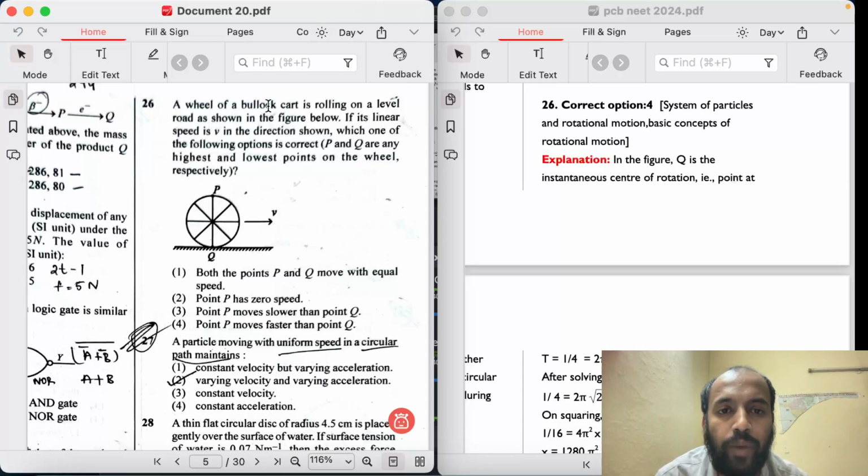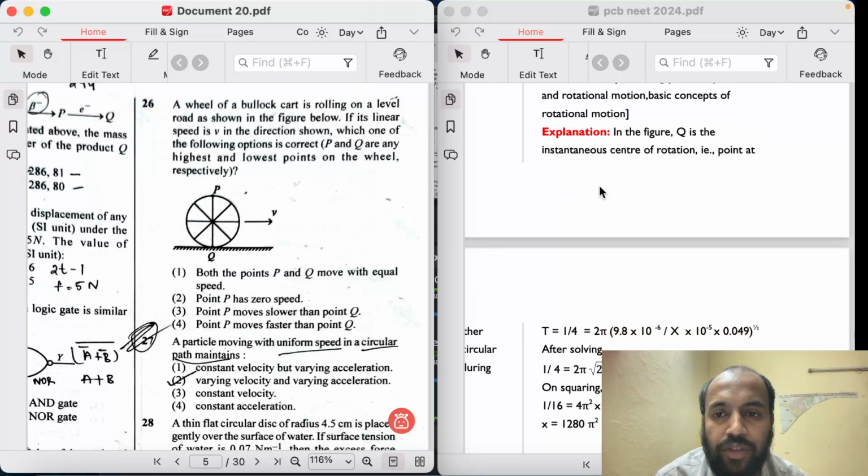So question number 26, let's just read the question once. A wheel of a bullock cart is rolling on a level road as shown in the figure. If its linear speed is v in the direction shown, which one of the following options is correct? You can see that point P and point Q are the highest and the lowest point, and we can look into the correct option. The correct option would be number 4, where the point P moves faster than point Q.